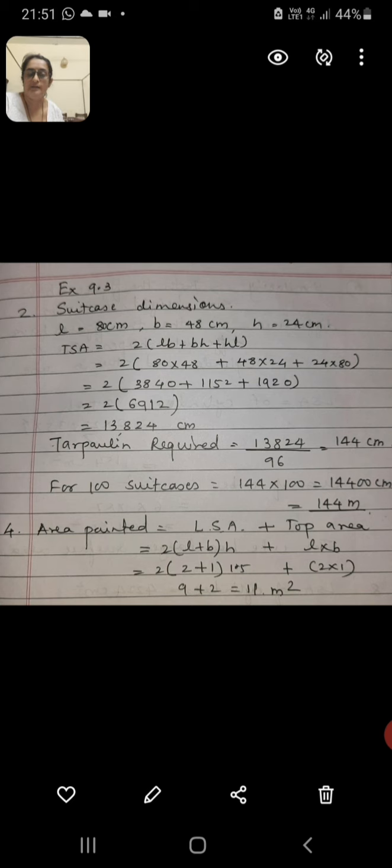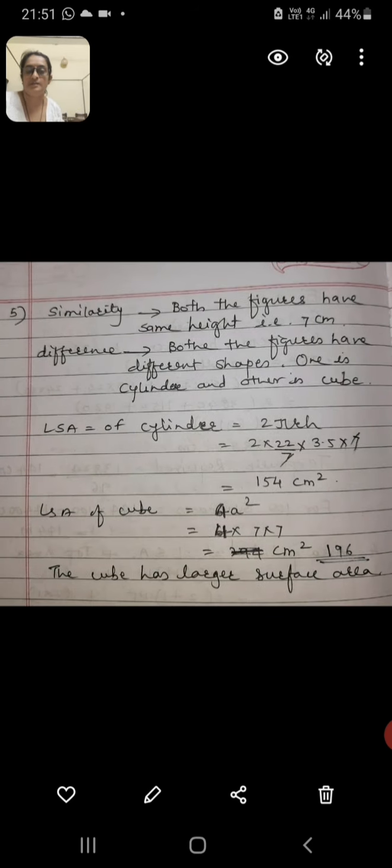When you do that, you will get 11 meters square, that is the area painted by Rukhsar of that cabinet. Now let us go to the 6th question. Here I have written question number 5, but it's actually the 6th one.